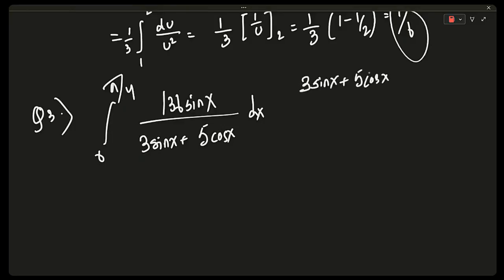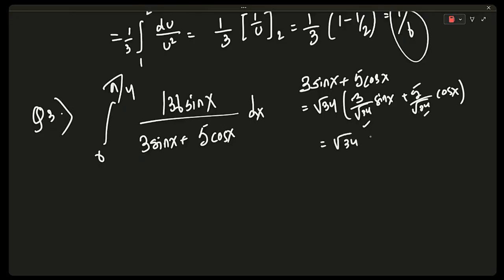So 3 square is 9, 5 square is 25, it's root 34, right? So root 34 into 3 by root 34 sin x plus 5 by root 34 cos x. Now you can assign this as sine alpha and this as cos alpha, or the other way around. And this is basically root 34. I don't need a bracket. I can simply write root 34 sine of x plus alpha, where alpha is just a number, which is sine inverse of 5 by root 34.